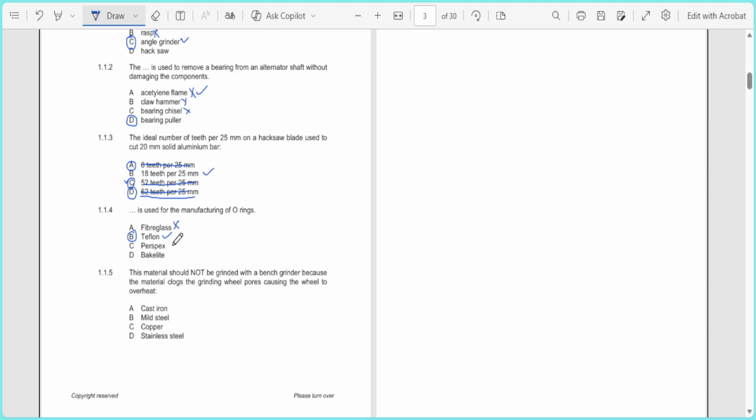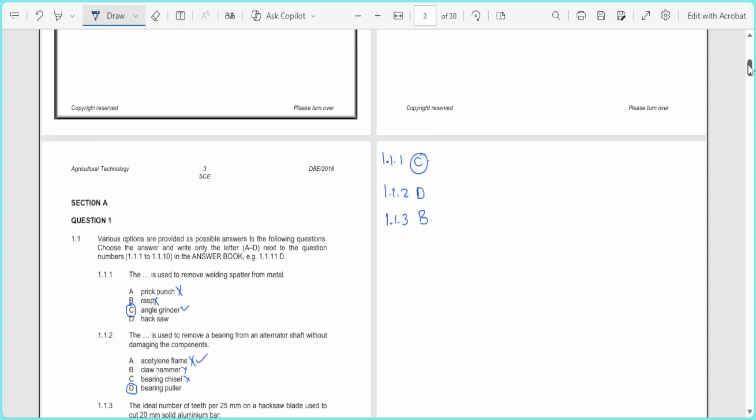Okay, what about this one? Oh yeah. Perspex is a brittle material. It's very brittle, so it is unsuitable for compression sealing. So this one is also out. What about Bakelite? Hard, brittle, and thermoset plastic that cracks under compression. So this is not appropriate when manufacturing O-rings. So this one is out of the picture as well.